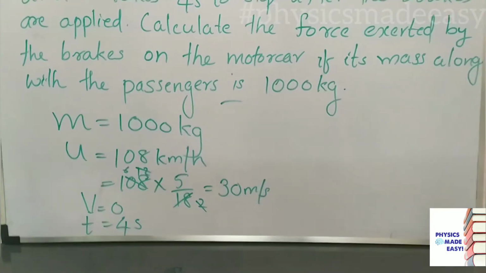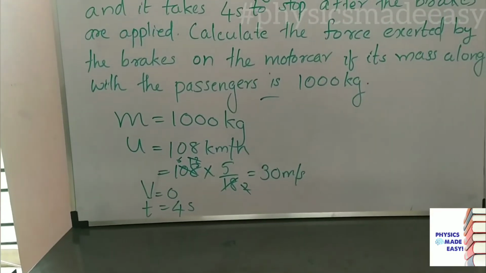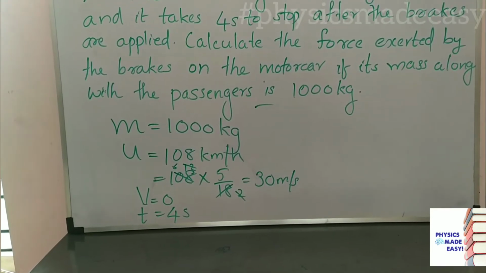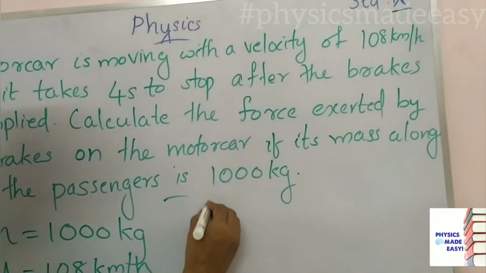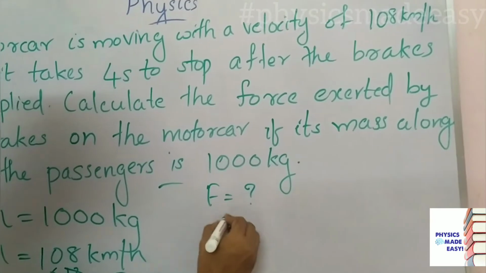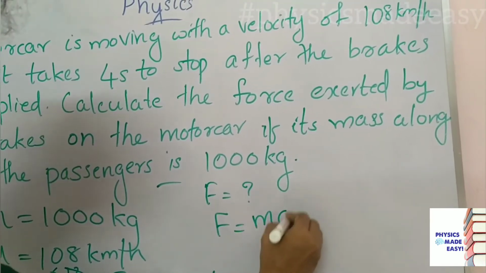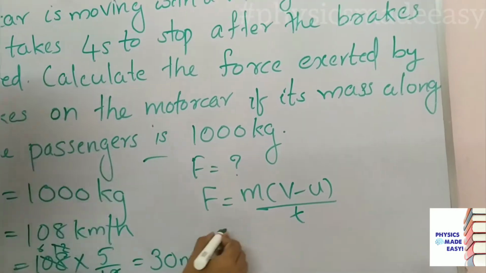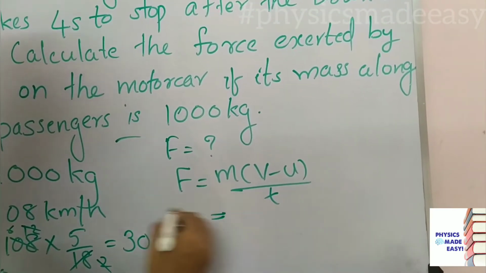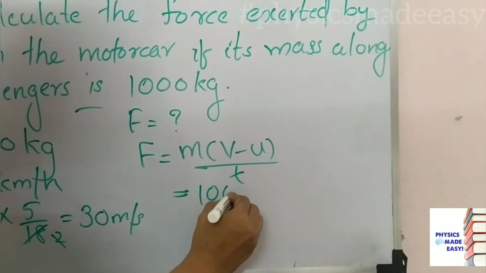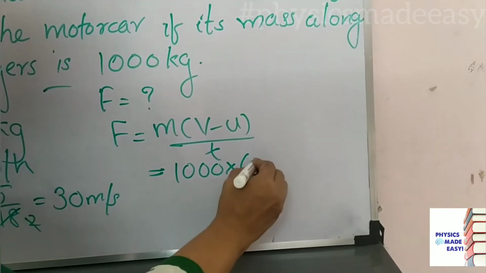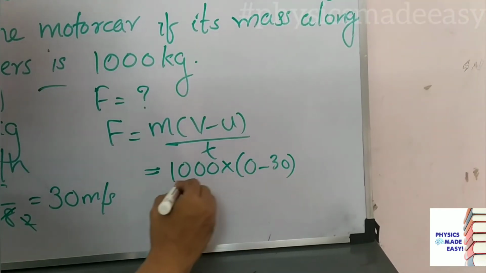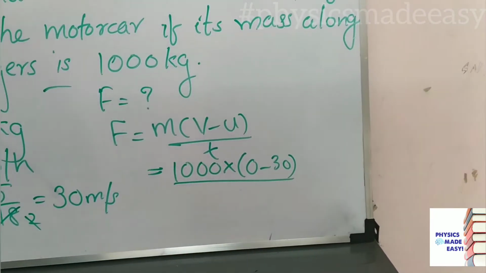What we have to find? Calculate the force exerted by the brakes on the motor car. So we have to find the force. Force is equal to, we can use this equation, m into (v minus u) divided by t. Then mass is 1000 into (0 minus 30), the whole divided by, what is the time?